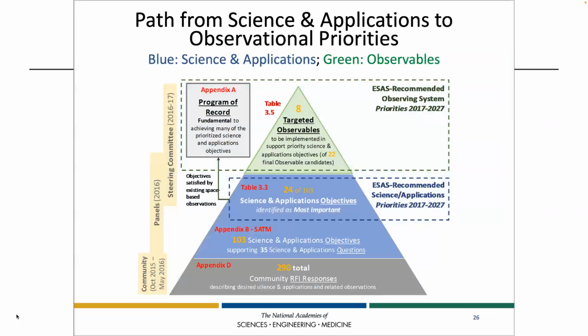Okay, so this is kind of the input that came in. There were a total of 290 community RFI responses. That is where the community gets to put in white papers proposing certain ideas. Then we move up this task list here, and again those targeted observables are at the top. Those are the highest priority ones.